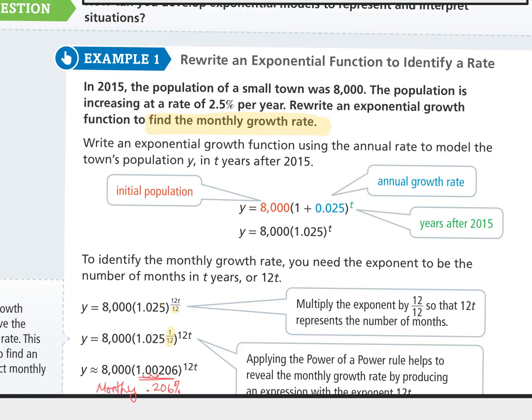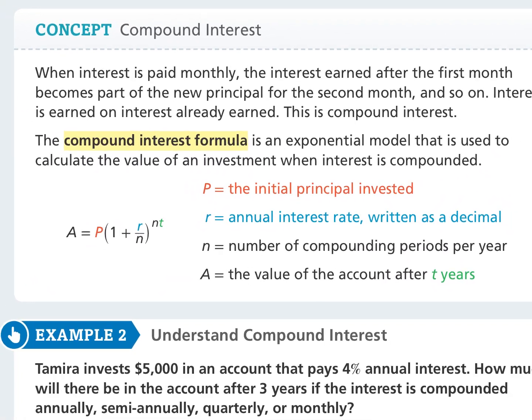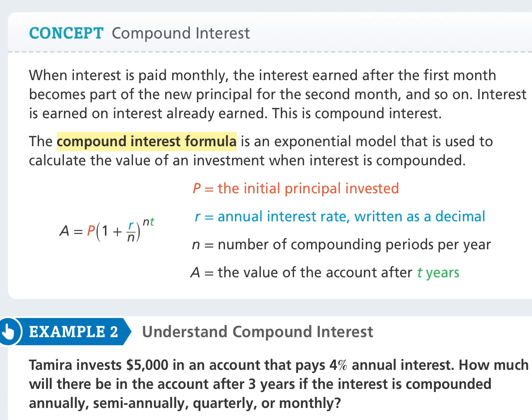Okay, so this skill is helpful when we're trying to find an equivalent growth rate or decay rate. Now what we want to talk about is when we are doing specifically compound interest on different terms. So you need to pause the video and go ahead and write down this formula, label it as compound interest and what the various things stand for.